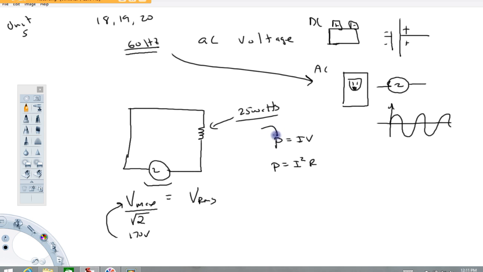So the power is given. Take your RMS voltage after you calculate it. You can sub that here, and you can calculate the current.